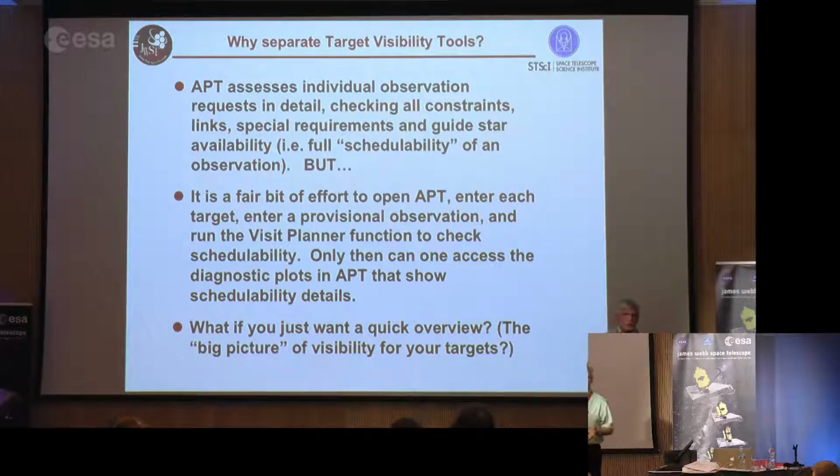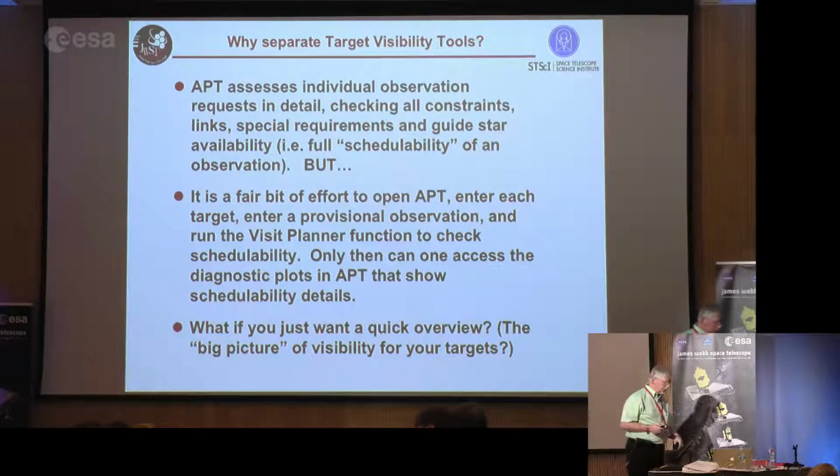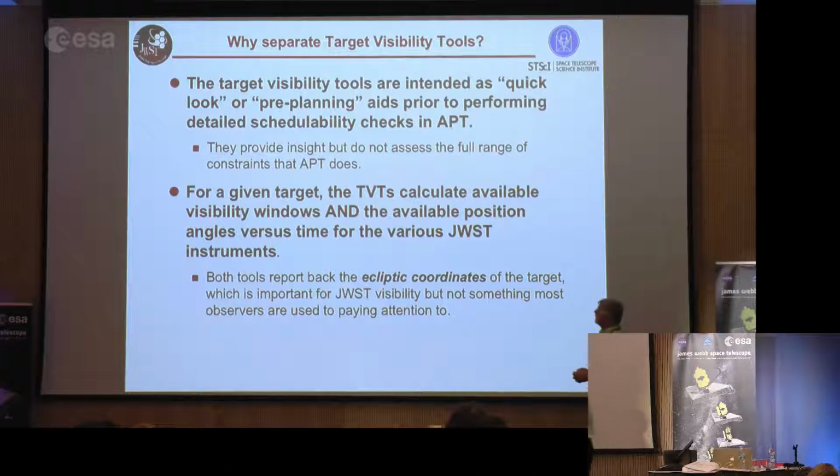That's a lot of work to go to for an individual target. Also, if you had a bunch of targets you wanted to do this for, where it mattered what the visibility was or the position angle in the sky was as a function of time, it's fairly difficult to do that within the APT environment itself. So if you just want a quick overview, APT is kind of not the right tool, and we've come up with a couple of other tools that should allow you to assess that visibility.